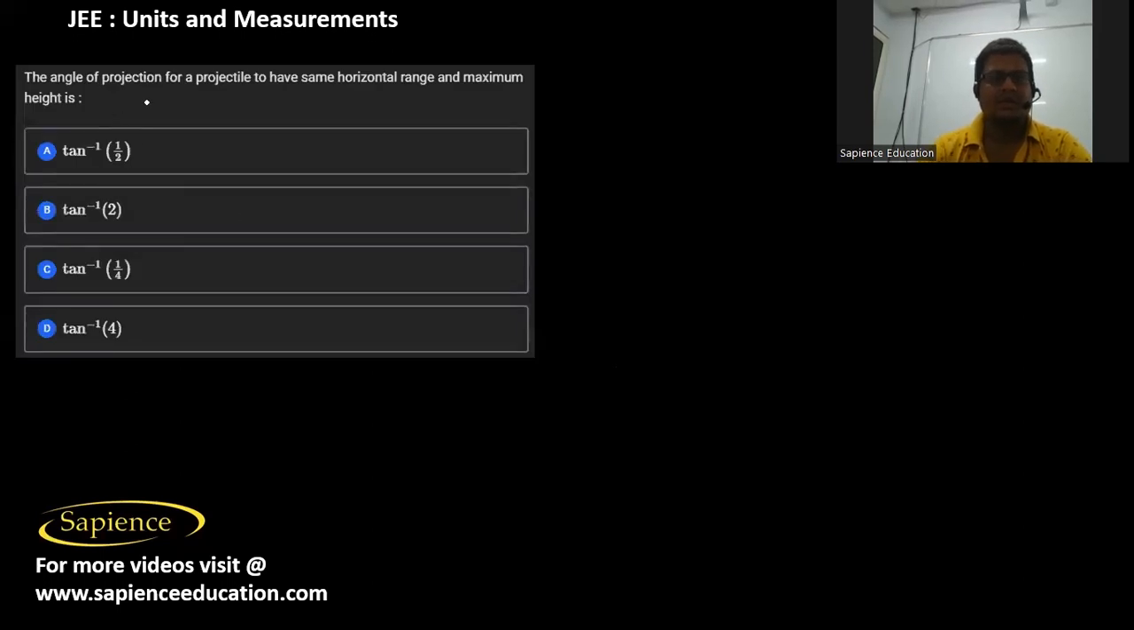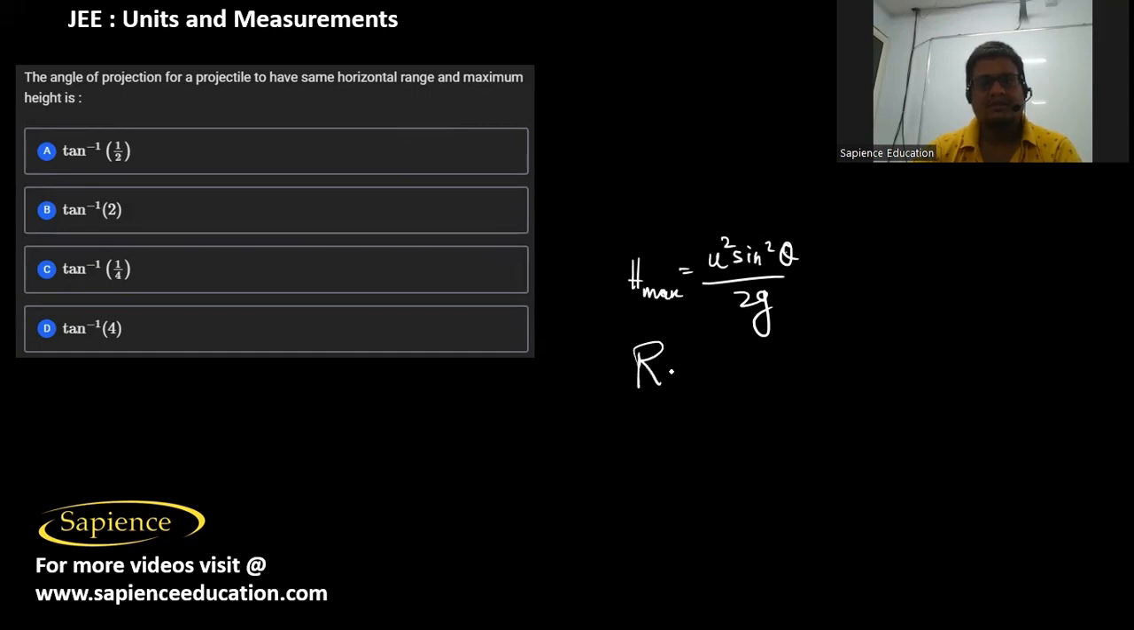Here it is told: the angle of projection for a projectile to have the same horizontal range and maximum height is. So the maximum height and the horizontal range are the same. As we know, the maximum height is equal to u square sine square theta by 2g, where u is the initial velocity and theta is the angle of projection, and the horizontal range is equal to u square sine 2 theta by g. So these two should be the same.